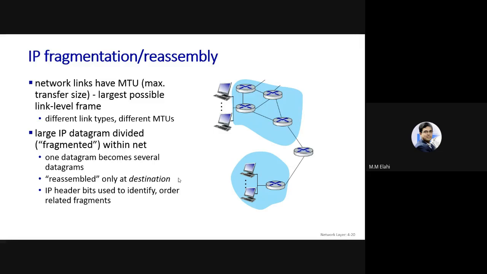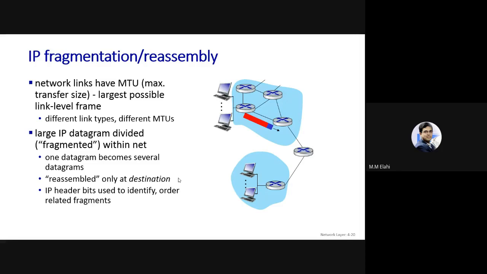So what happens when a particular router forwards a packet and a link supports that size? No problem. But maybe the next data link layer does not support the packet size. Maybe its MTU is lower, less than the original packet. Then what will happen? Then fragmentation happens.